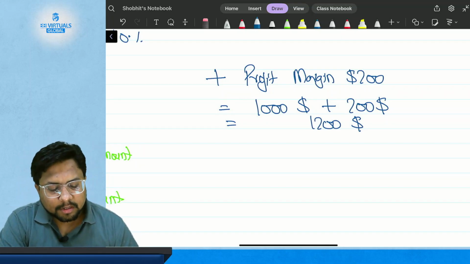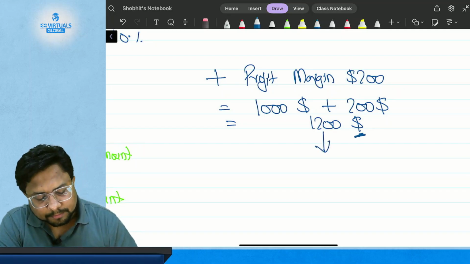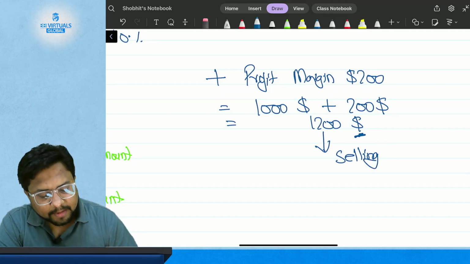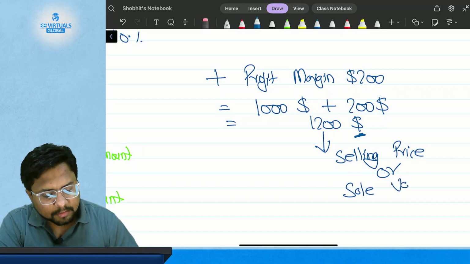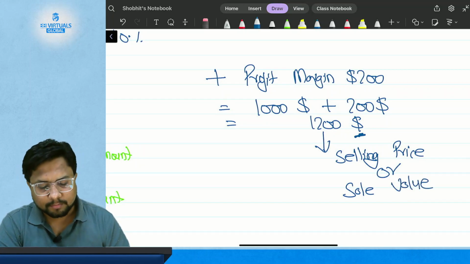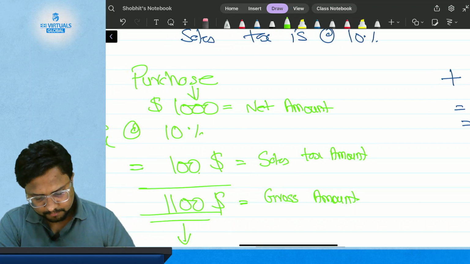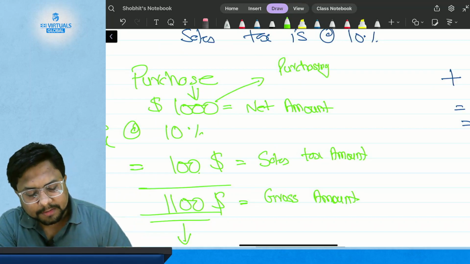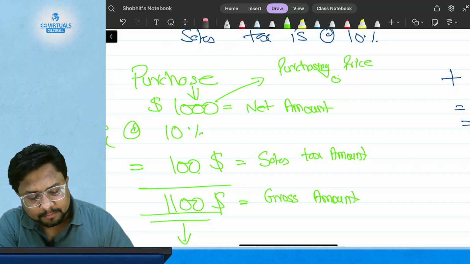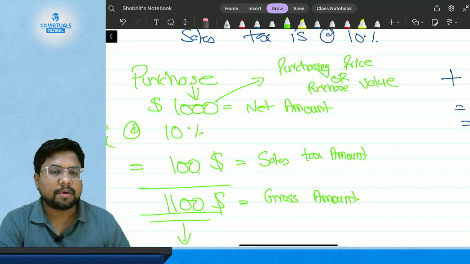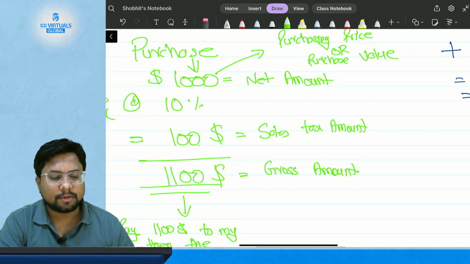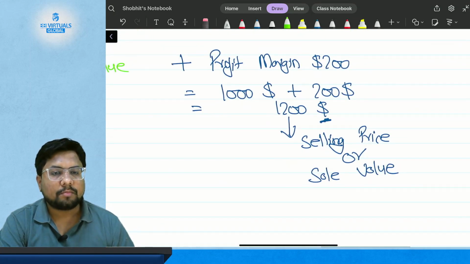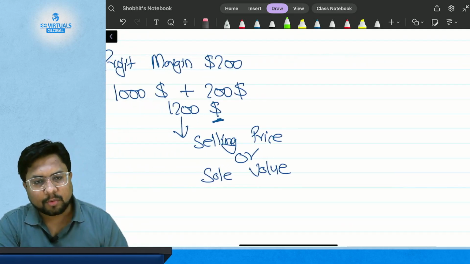Now you are selling the goods at $1,200. So this is your selling price, or you can say the sale value, whereas this $1,100 is your purchasing price, or you can say purchase value. So you have purchased goods of $1,000 where you have added $200 as the profit margin. So now you are selling the goods at $1,200.